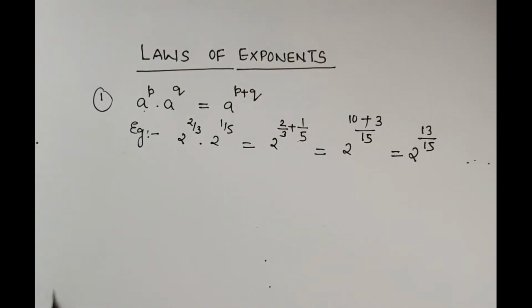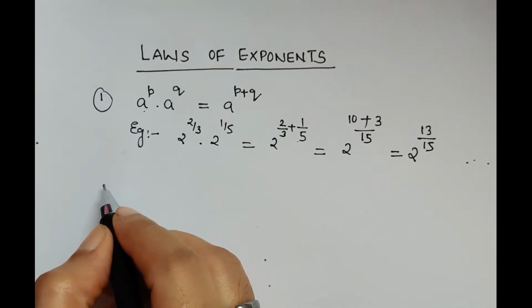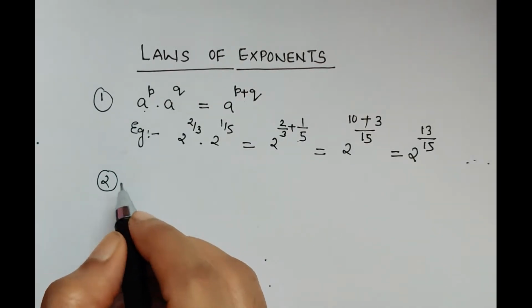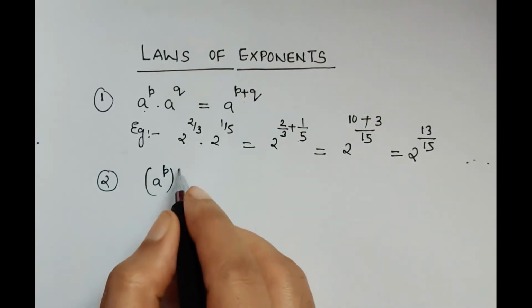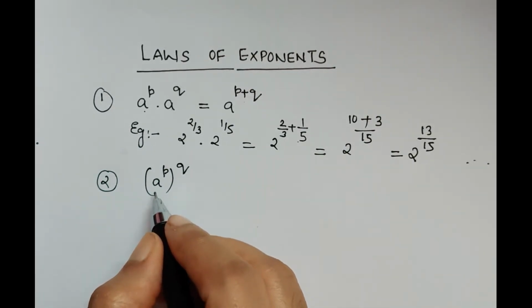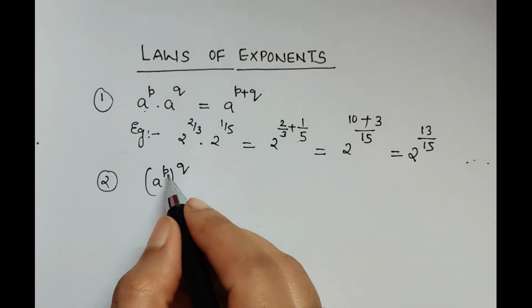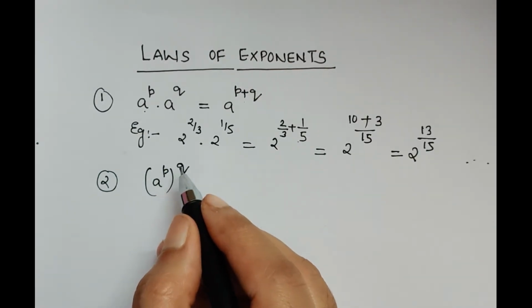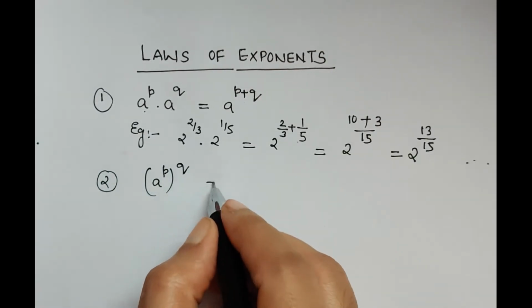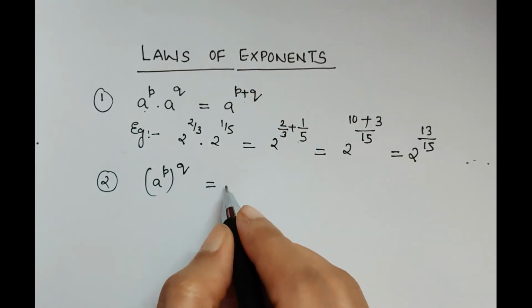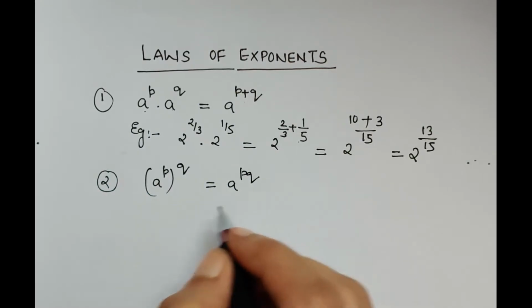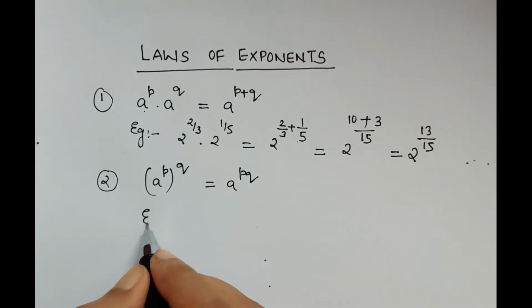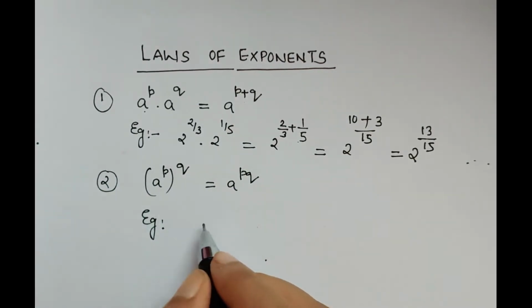Likewise, let us consider another law which is important in nature. That is a to the power p, whole to the power q. That means when the base is having some power and it is again raised to some power, in that case both the powers get multiplied, that is a to the power pq. Now let us consider an example again for better understanding.